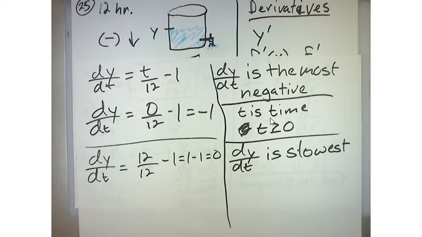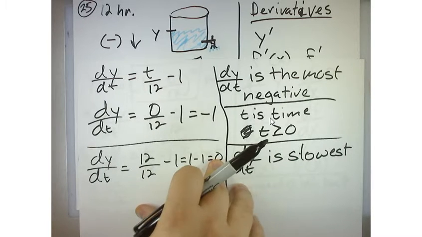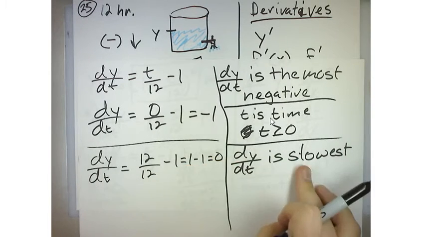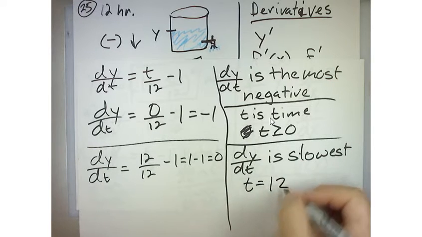Or as the last drop of water falls out of the tank, it changes by 0 amount. And so that's when it's the slowest, and that occurs when t is equal to 12. And then we just had to think that through.